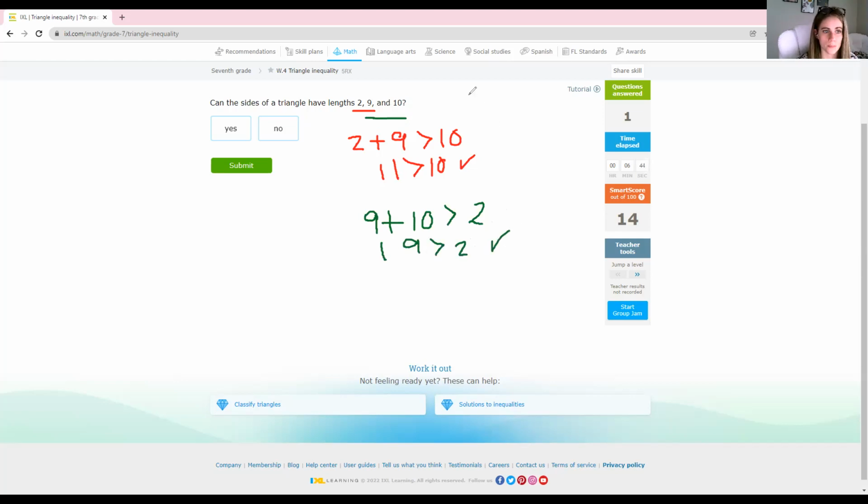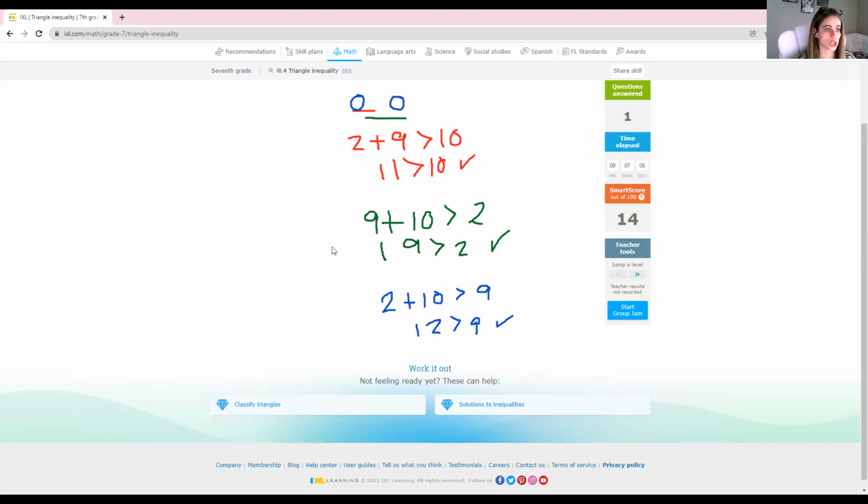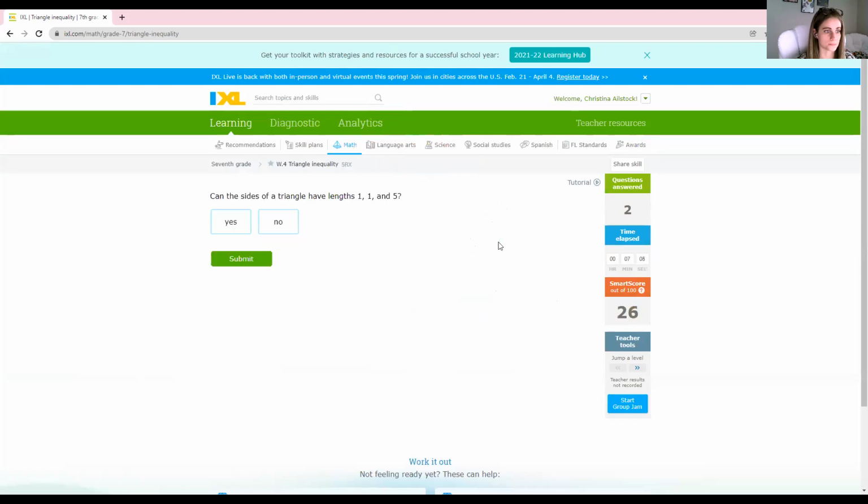We're good to go. And then for our last pair, because we got to guarantee that it works, is add the first and last one. So 2 plus 10 has to be greater than 9. 12 is greater than 9. All right, it checks all the boxes off, meets our requirements. So yes, sirree, those lengths would create a triangle.